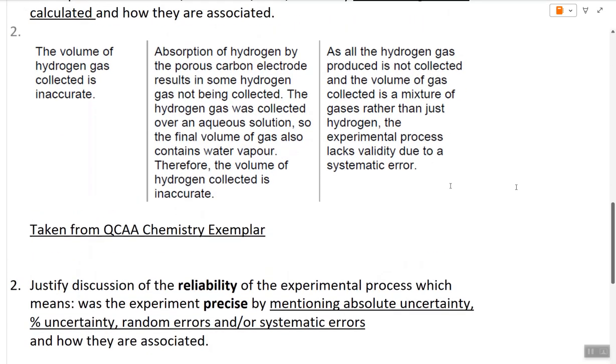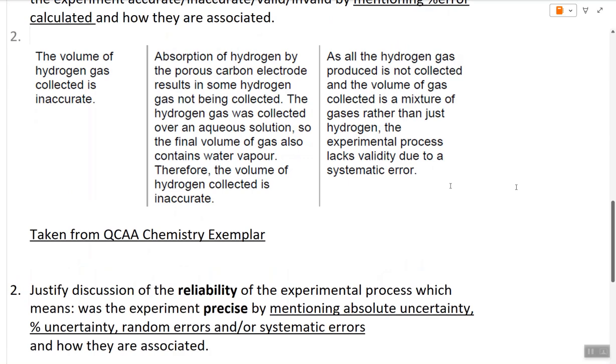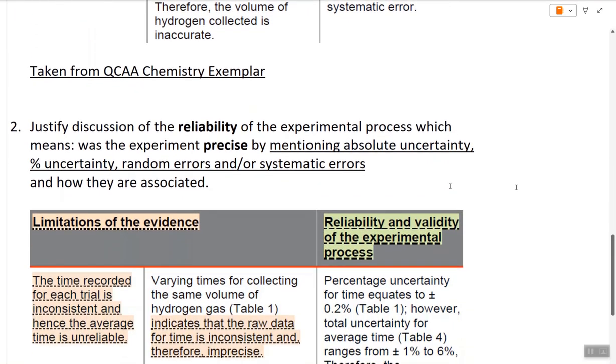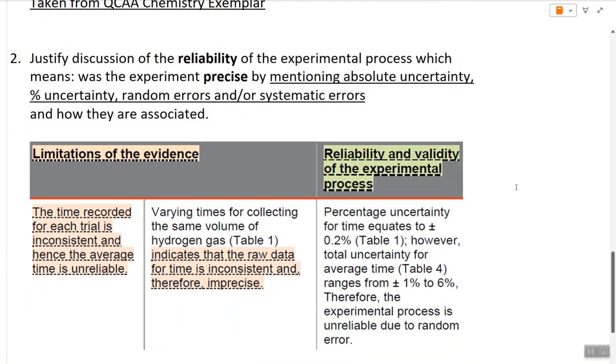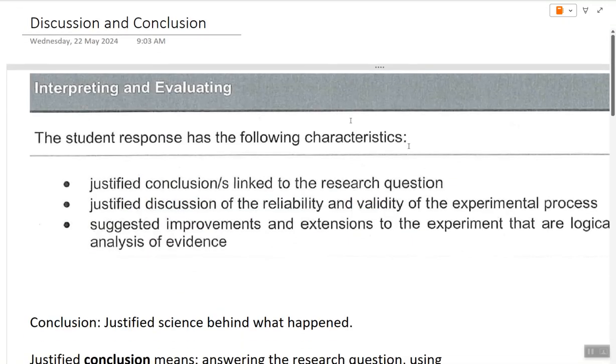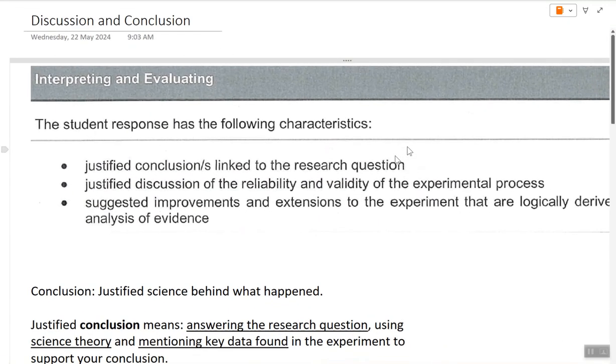The second part of a discussion is the reliability. Reliability is all about precision. So here's an example. The time recorded for each trial, I already mentioned this, is unreliable. Second column, it's imprecise. And the third column, which is the reliability, validity, it's talking about the uncertainty. So it's mentioning data and it's talking about reliability. So it's not reliable because of a random error. See down the bottom? Okay, so that's the second dot point.